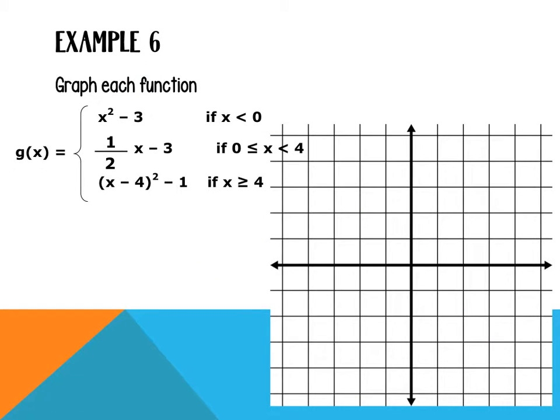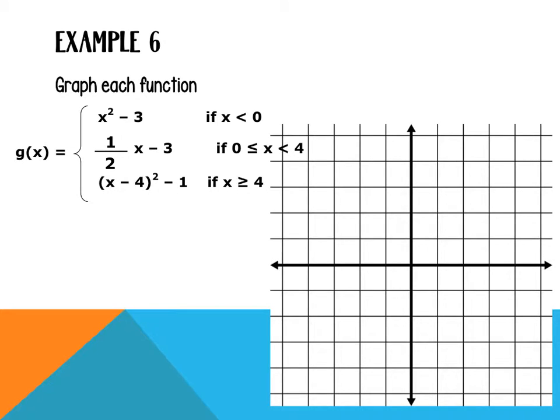All right, now we've got one that's broken down into 3 parts. x squared minus 3 if it's less than 0, 1/2 x minus 3 if it's in between 0 and 4, and x minus 4 squared minus 1 if it's greater than or equal to 4. So you can see that there's a blend of different types of graphs. What is x squared minus 3? What kind of graph is that? It's a parabola. So again, you can use either option.